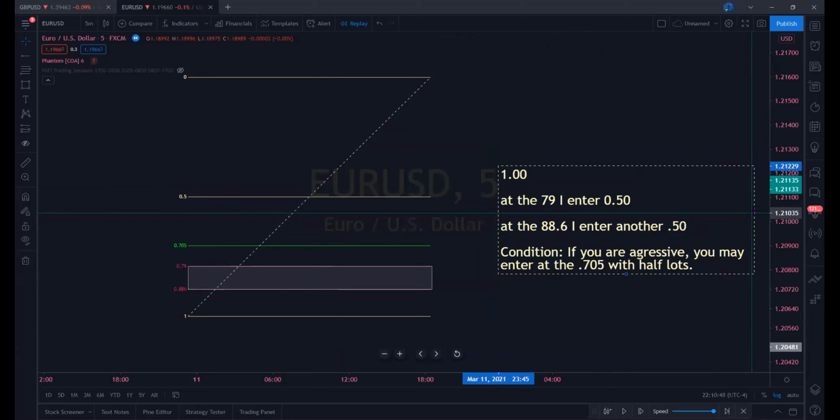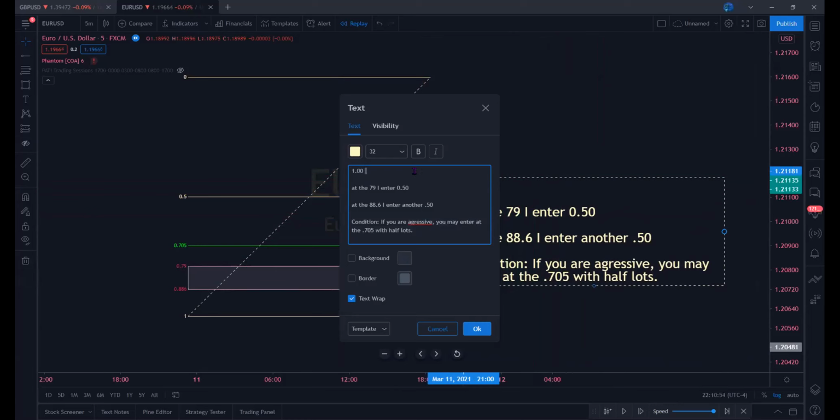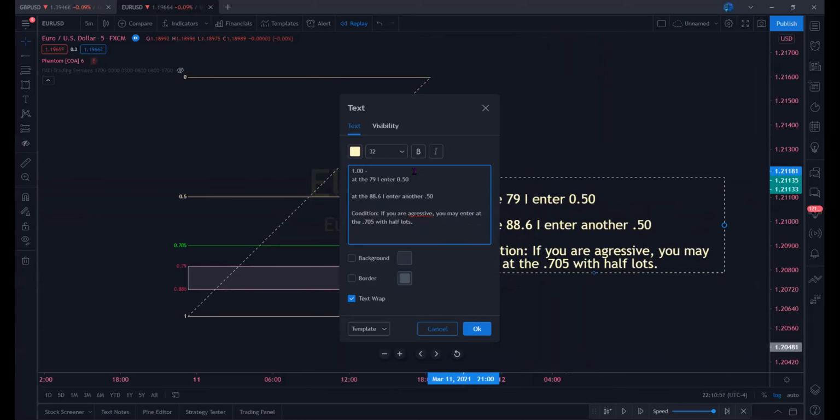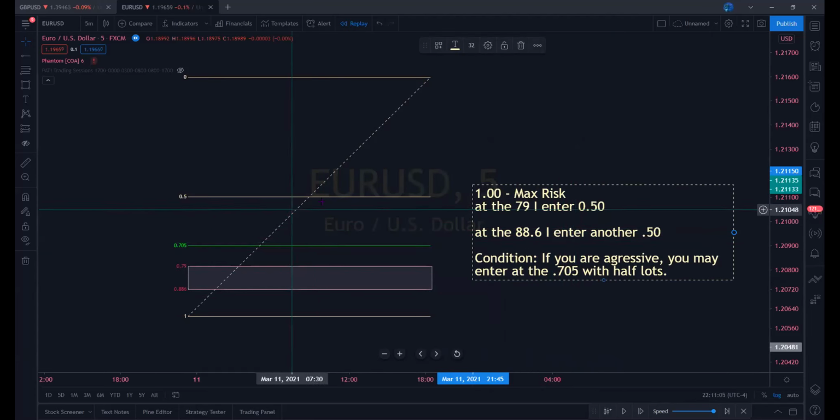So this is going to be your rule book. If my max risk is a 1.0, I can do either of these things. What I personally do, depending on the time frame, is enter on the 705 and then scale in on the 79. Basically, I enter half lots at the 705 and half lots at the 79. So if my max risk is a 1.0, I enter 0.50 and 0.50, and I don't enter on the 88.6.